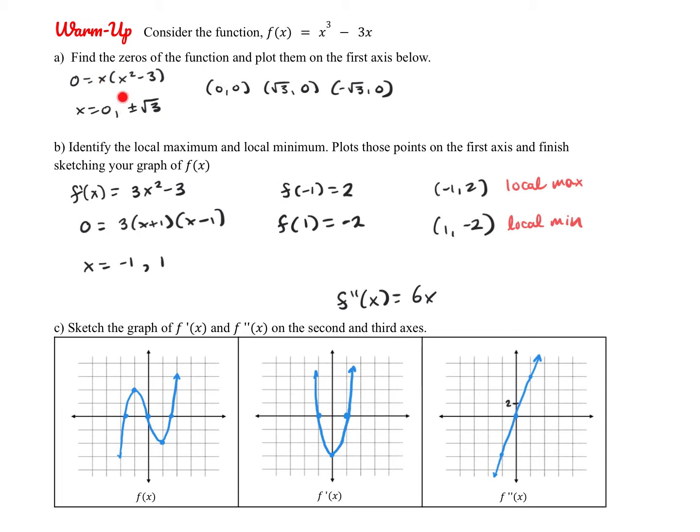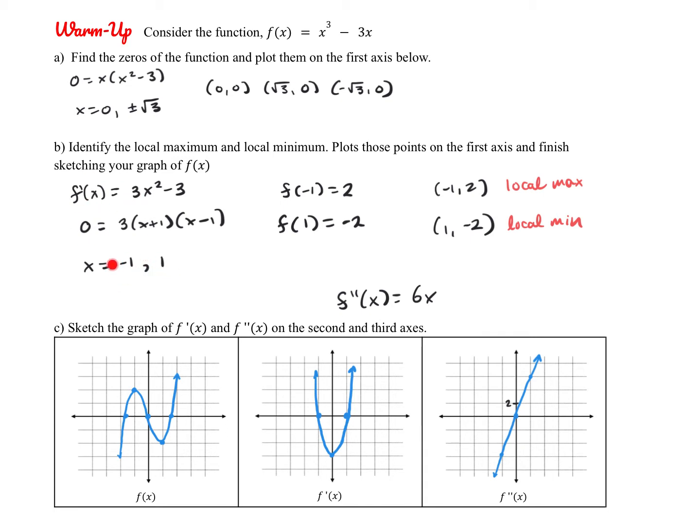So you can see I found the zeros by factoring our original function, setting equal to 0. So we have 3 zeros here at 0 and then plus or minus root 3. So remember that's a little less than 2 and a little bigger than negative 2 for root 3 and negative root 3. And then to find the local maxes and mins, I found the derivative and set that equal to 0. So we have critical points when x is negative 1 and when x is positive 1, because that's when the slope of our tangent line is 0.